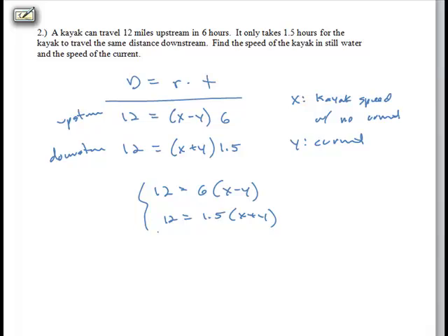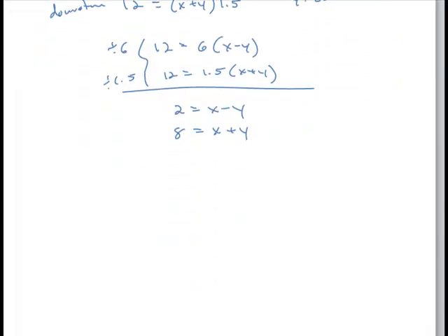System of two linear equations, which once again, instead of multiplying both equations by a number, we're going to divide in order to come up with opposite coefficients. That's going to give us 2 is equal to X minus Y in the first equation. 8 is equal to X plus Y in the second equation. Add the two equations together. 10 is equal to 2x, so x is equal to 5, which makes y equal to 3.